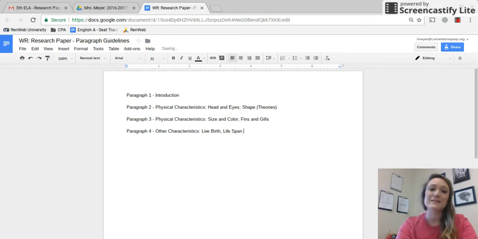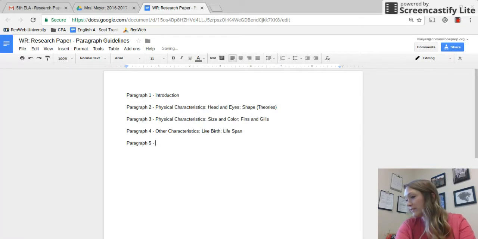As you are working on these paragraphs, please make sure that you are keeping the information contained within the paragraphs that are listed here. This is going to be really important when it comes time for me to evaluate your paper, because I am going to be looking for your information to be organized in this format. So please make sure that you follow these guidelines as you are writing.